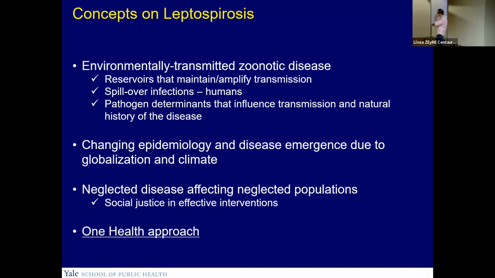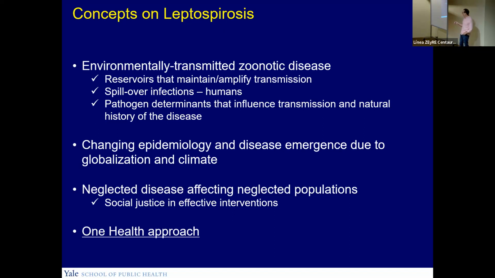And again, this is the last slide, I promise. I just want you guys to keep these concepts in mind: leptospirosis is an environmental disease, with reservoirs that maintain and amplify transmission and spillover to humans; the pathogen determines and influences transmission and the natural history of disease; and changing epidemiology and disease emergence are tied to globalization and climate. Just keep that in mind.